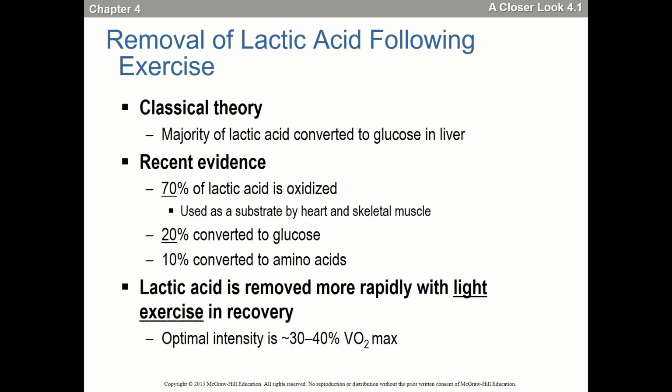So that right there, that's about 70% of lactic acid being oxidized, meaning it's converted back to pyruvate in different cell types, and we just use it to make ATP. It's more or less all that that is. And only 20% goes through the gluconeogenesis Cori cycle that we were talking about before.